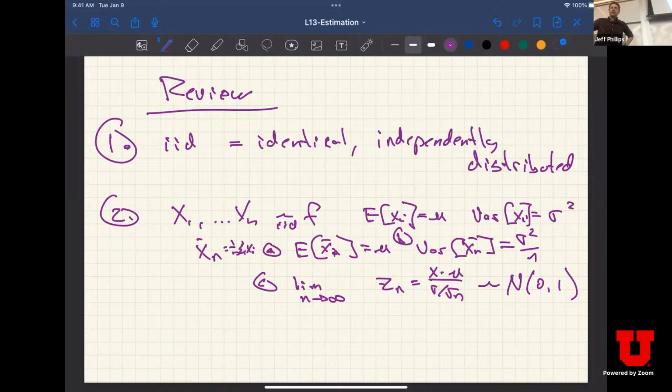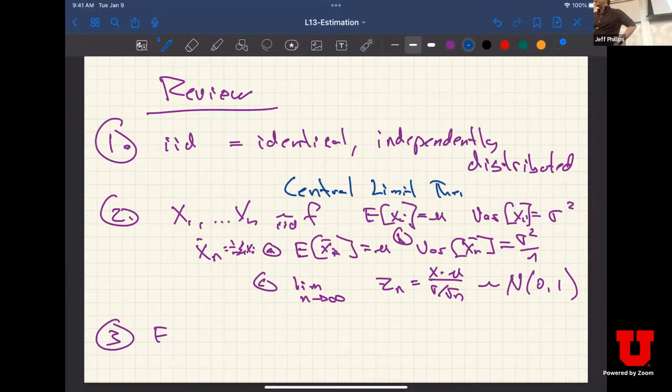Okay, and then 3 would be about, so this is called the central limit theorem, the CLT, okay? And the third one would be about what we talked about today, estimation. We're going to get some parameter estimation.